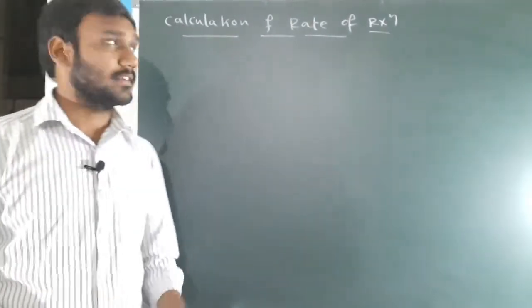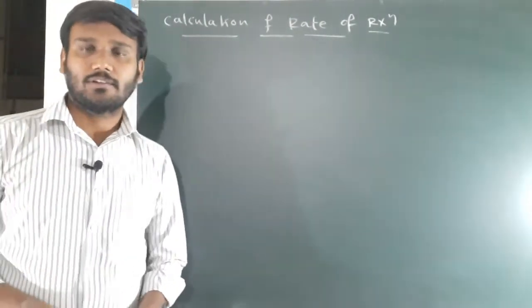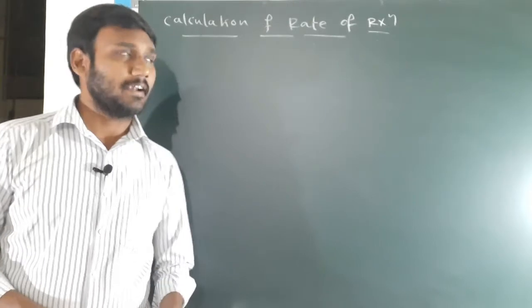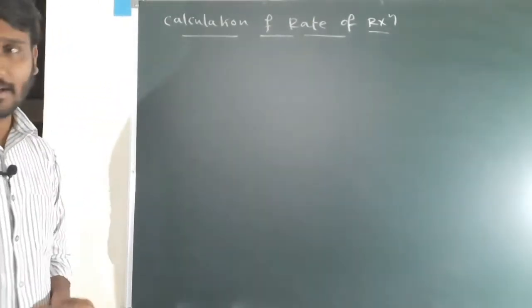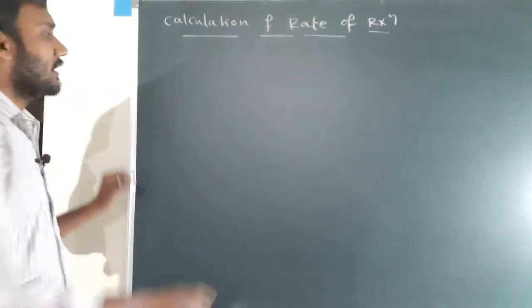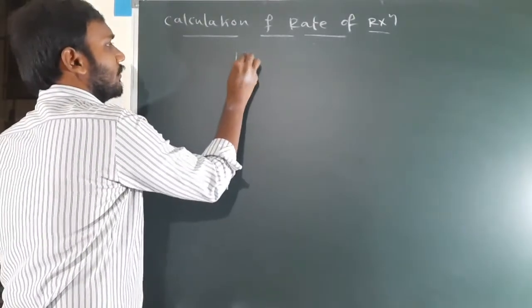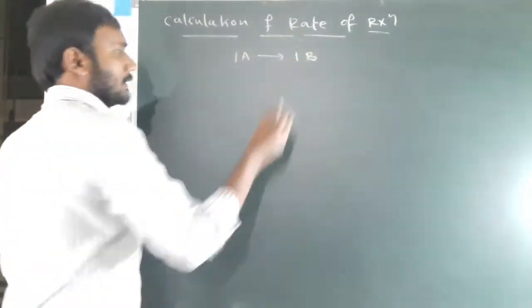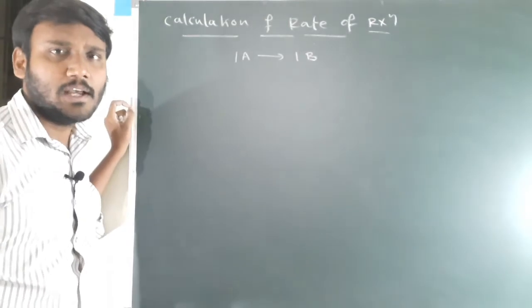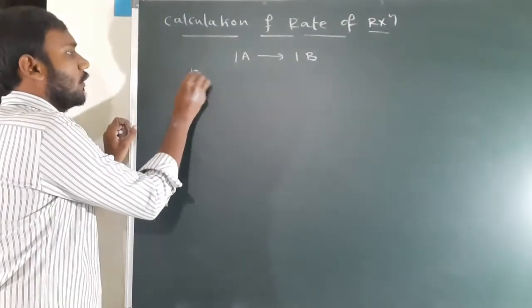Right. So the next one is the calculation of the rate of reactions. How can you calculate the rate of reaction? Let us discuss here. To calculate the rate of reaction, I am taking a general reaction, that is 1 mole of A converted to 1 mole of B, at the time t equal to 0.